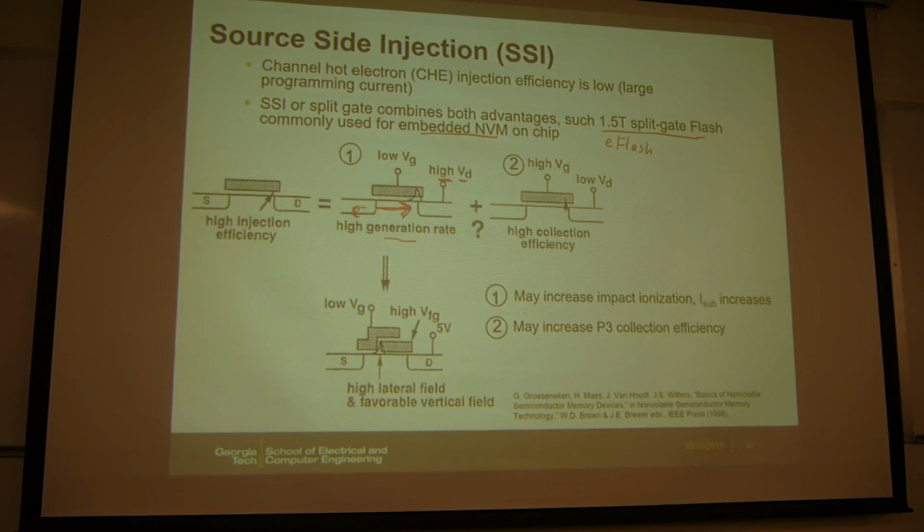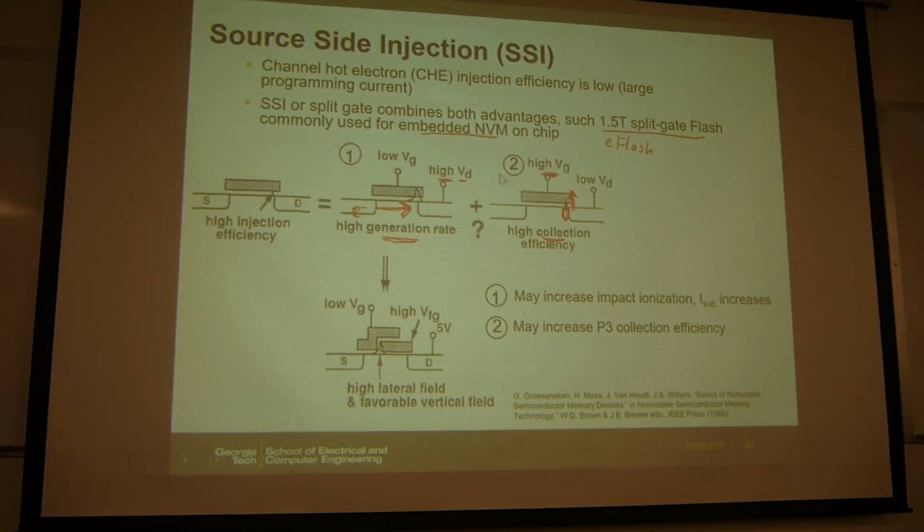But when the electron reaches here, then you want to divert the electrons to the floating gate. So in this case, you want a high Vg to attract the electrons vertically. Then this will improve the collection efficiency. So first you generate those hot electrons. Second, you collect the hot electrons near the drain, but then you need to boost the Vg. So you see the different requirements on the Vg and Vd in those two steps.